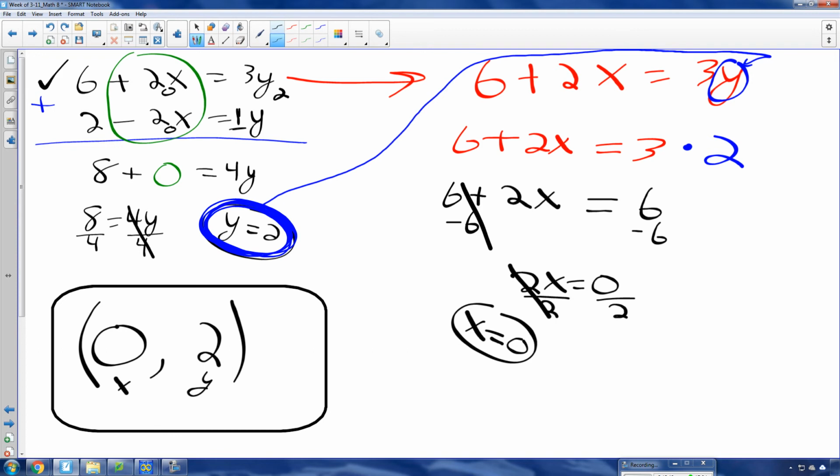And then here I'm going to have 0. I'm going to have 2. I'm going to have 2 minus 0. And then this is 2 times 1, which is 2. So this is going to be correct. So this is our final answer. It is absolutely correct by checking our answers, by plugging them back in.